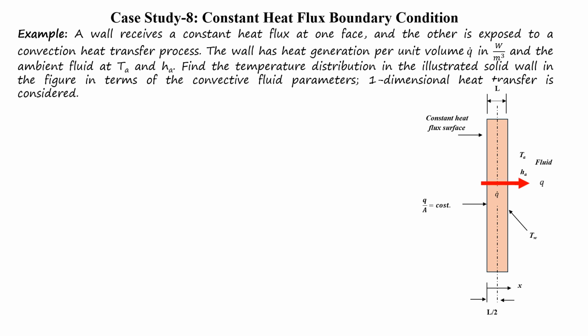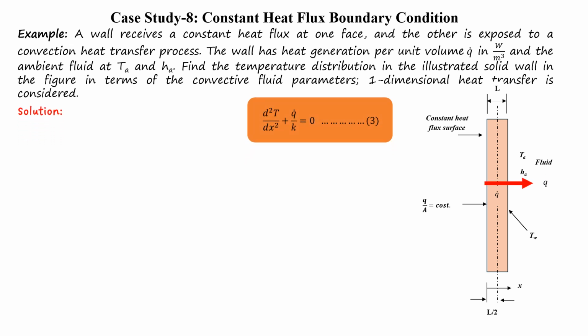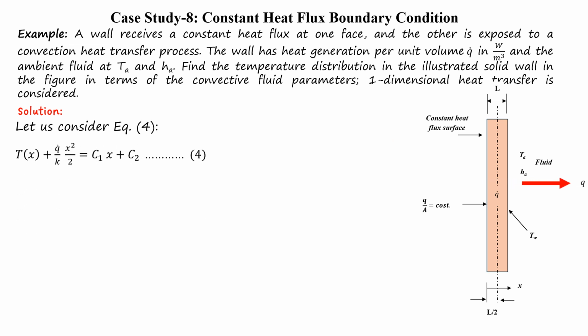Then the question is how to find the temperature distribution in the solid wall in terms of the convection parameters. That means in terms of T sub A and h sub A. The solution, again, we have to start from the one-dimensional steady-state heat transfer equation, d squared T by dx squared plus Q dot divided by K equals 0.